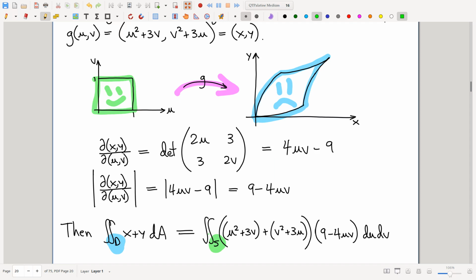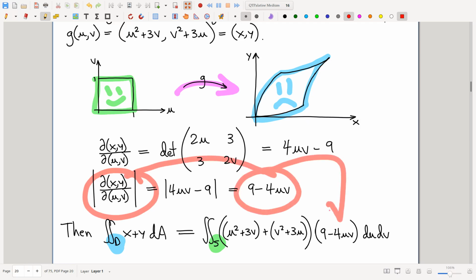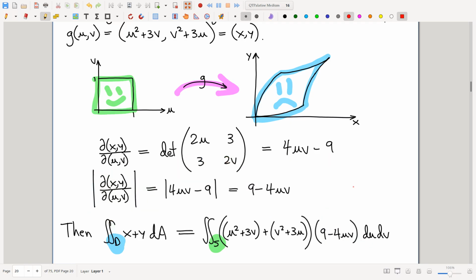And now the only thing left to do is to plug it in, and don't forget your stretching factor. Let's write down the stretching factor first. The stretching factor we just computed, 9 minus 4 UV. Don't forget to plug that in there. That's what makes it legal. Right? And then there's the matter of, again, just plugging in.